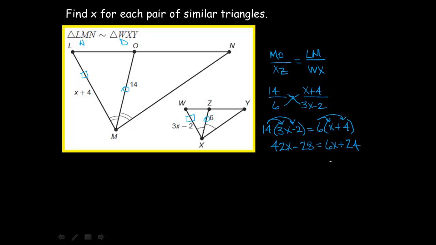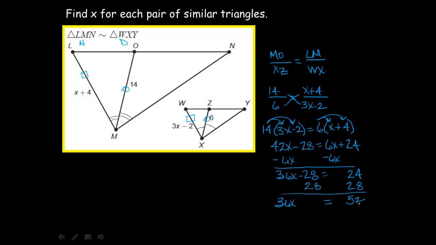Now I like to keep my x's positive, so I'm going to subtract 6x from both sides. So that gives me 36x minus 28 equals 24. Then I'm going to add 28 to both sides. And I get 36x equals 52. Then I'm going to divide both sides by 36. Ooh, that is not going to be a pretty answer.